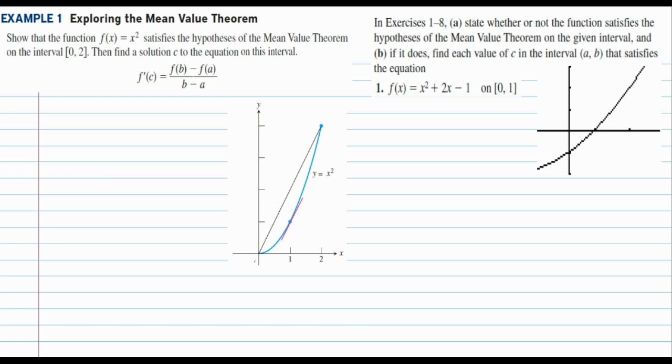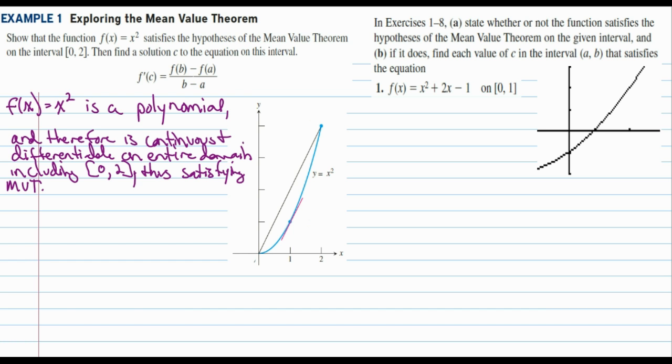Show the function f of x equals x squared satisfies the hypothesis of the mean value theorem on the interval 0 to 2. Alright, so to show something satisfies the hypothesis, you have to show both restrictions of the hypothesis. So you have to show that x squared is both continuous and differentiable on its domain, or in between 0 and 2. And since f of x equals x squared is a polynomial, it does satisfy both of those restrictions, or qualifications. Then we have to find the solution c to the equation on this interval.